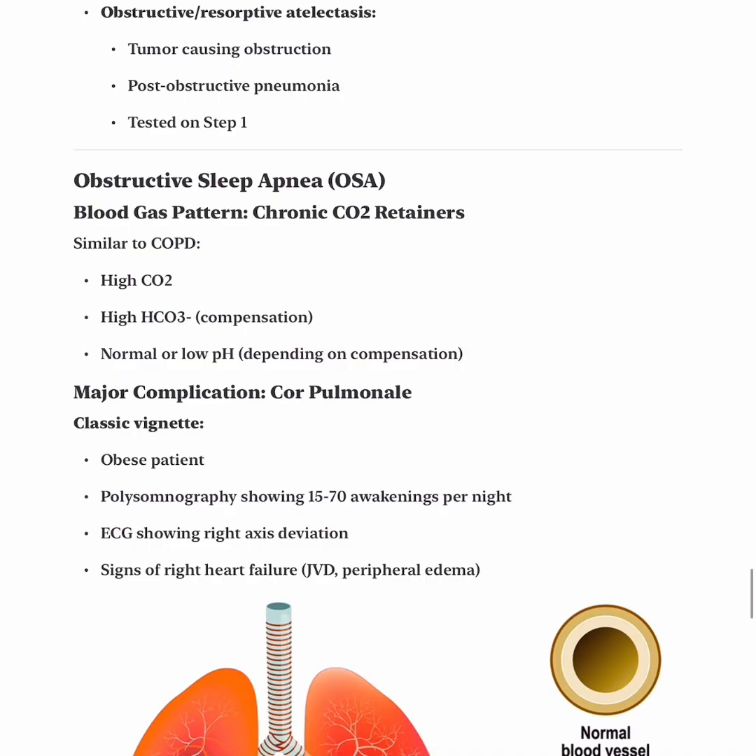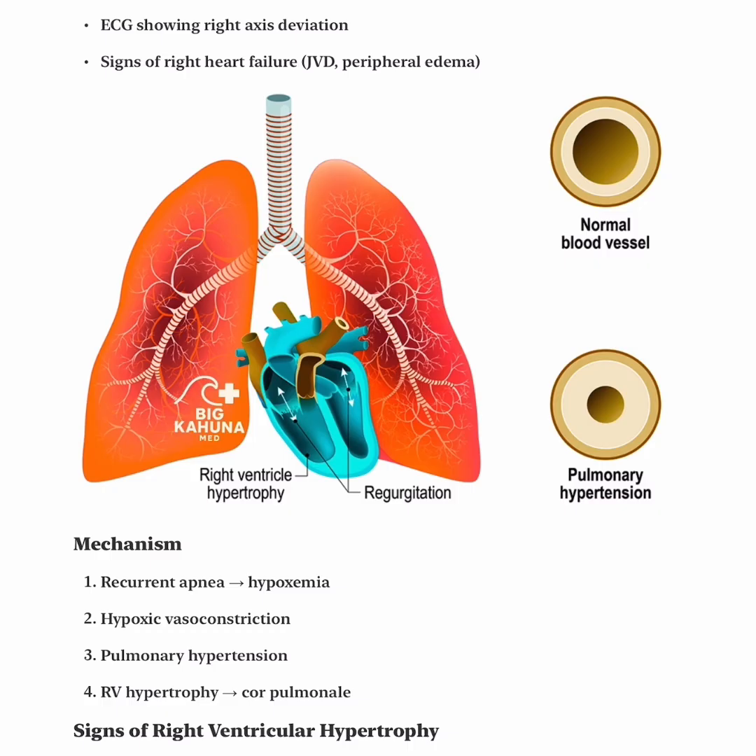Here we've got a nice image showing a normal blood vessel as compared to pulmonary hypertension. The mechanistic pathway that you have to remember is that recurrent apnea results in hypoxemia. The hypoxemia results in hypoxic vasoconstriction. This vasoconstriction results in pulmonary hypertension, and in turn will result in right ventricular hypertrophy, which leads to cor pulmonale.